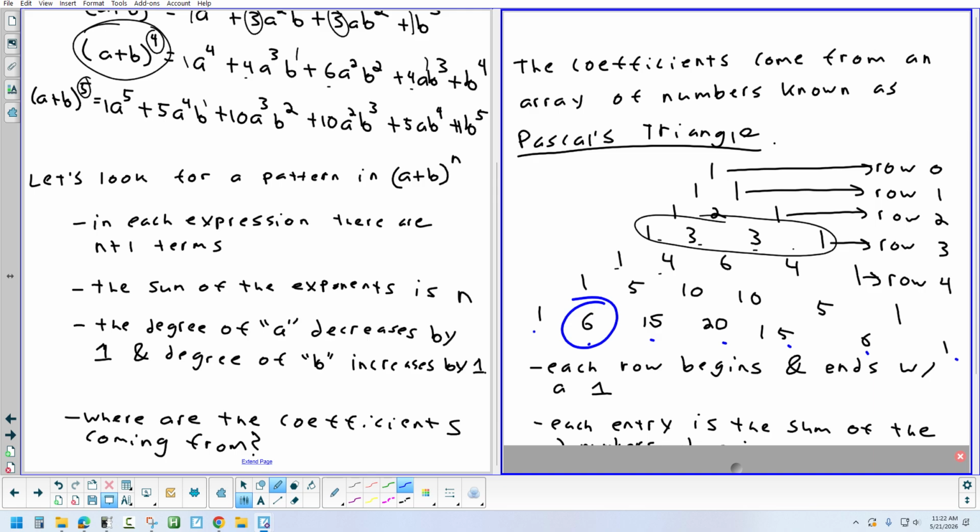In the triangle, each row begins and ends with a 1, and each number is the sum of the two that are directly above it. 4 plus 6 is 10, 5 plus 10 is 15, and so on.